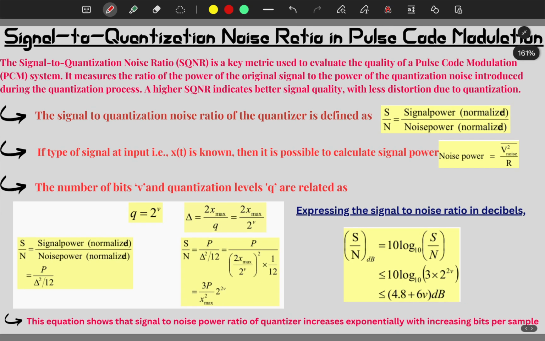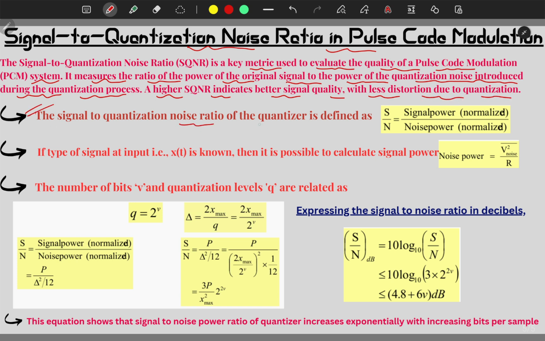Okay, last topic: signal to quantization noise ratio in pulse code modulation. SQNR is a key metric used to evaluate the quality of a pulse code modulation system. It measures the ratio of the power of the original signal to the power of the quantization noise introduced during the quantization process. A higher SQNR indicates better signal quality with less distortion due to quantization. This is basically the formula.